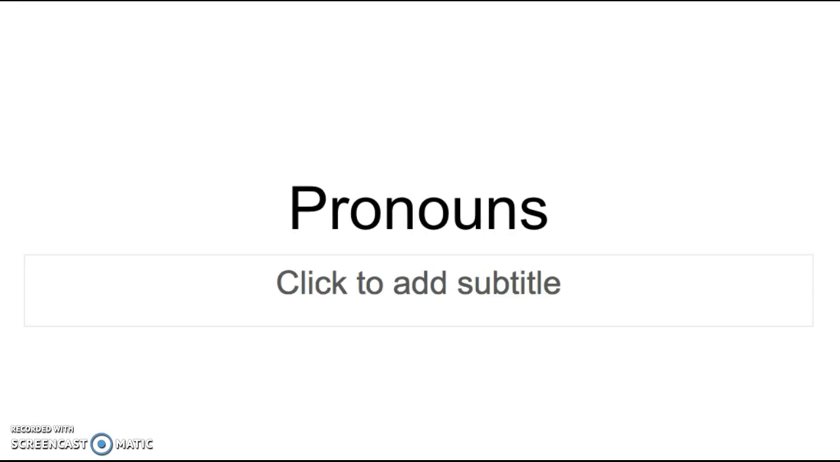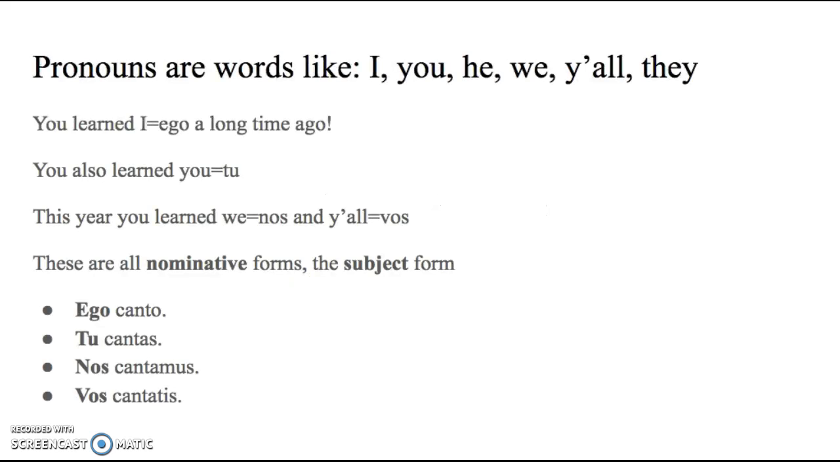So this is a review of pronouns. Pronouns are words in English like I, you, he, we, y'all, and they. You learned the Latin word for I in 6th grade. It's ego. You learned you in 6th grade as well. It's tu. This year we learned we, which is nos, and y'all, which is vos. These are all nominative forms, the subject form of the pronoun.